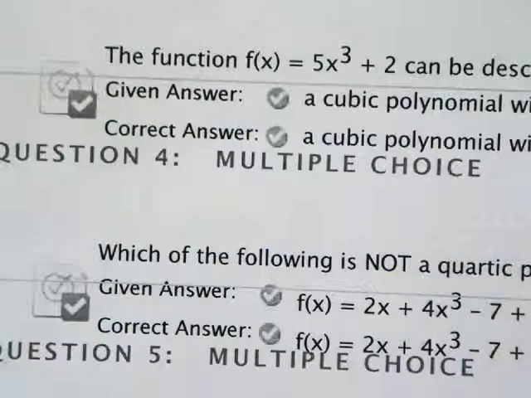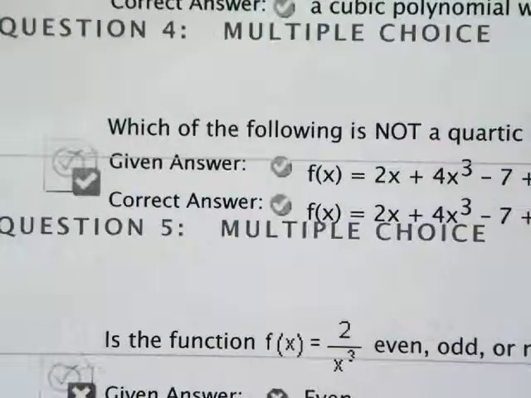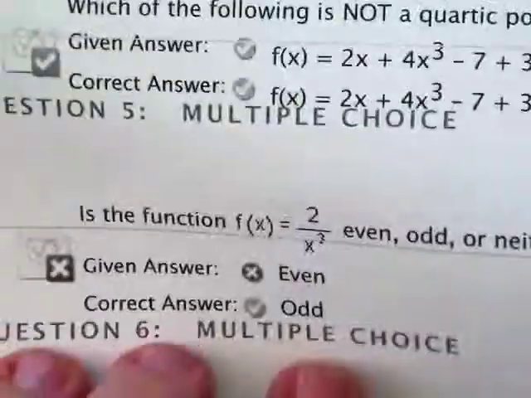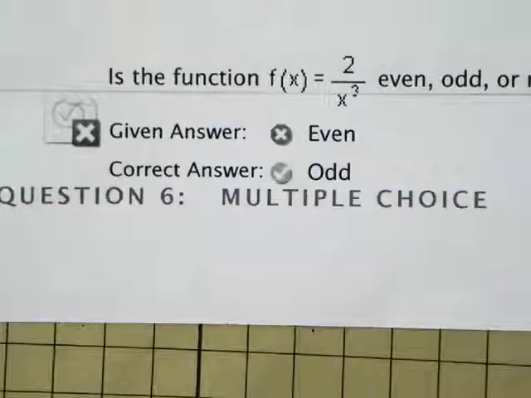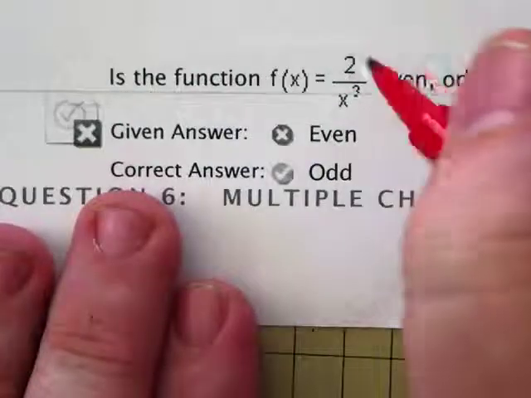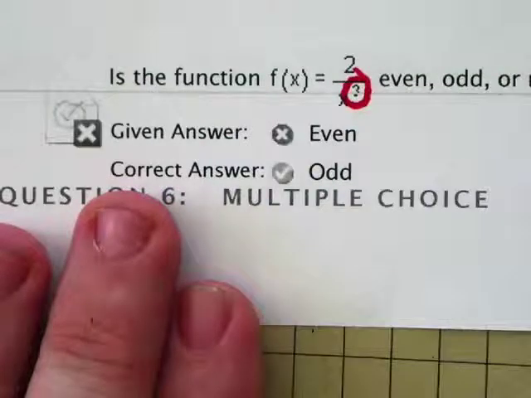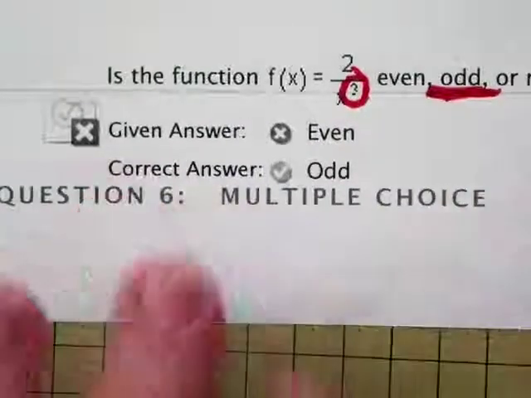Let's see, next one you got right. And that next one, which of the following is not a quadratic polynomial? You got that one right. And all the way down at the bottom is the function f of x equals 2 over x to the third, even, odd, or neither. Okay, well, sometimes you're going to see it in a fraction. What's the highest degree right there? That's a 3. So that tells us that it is an odd degree polynomial.